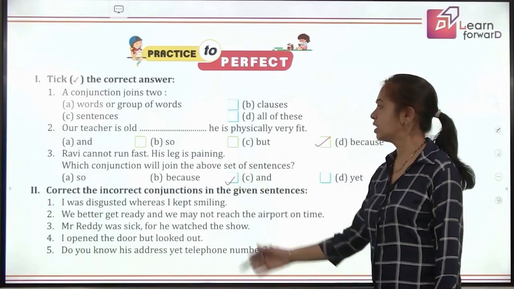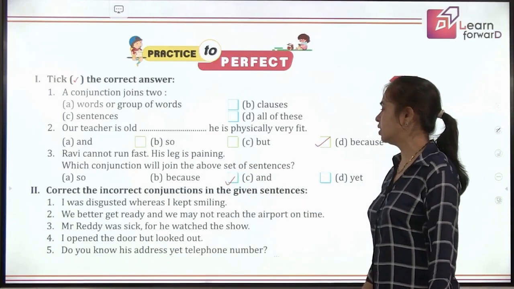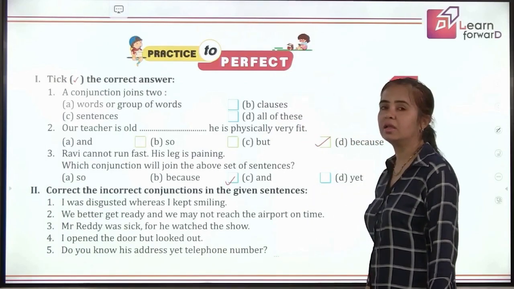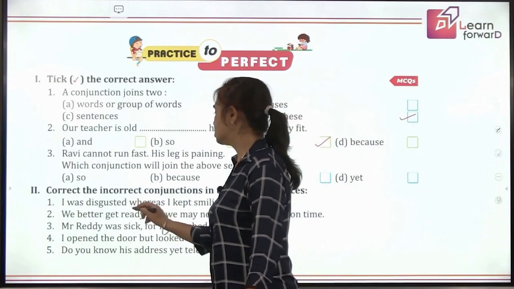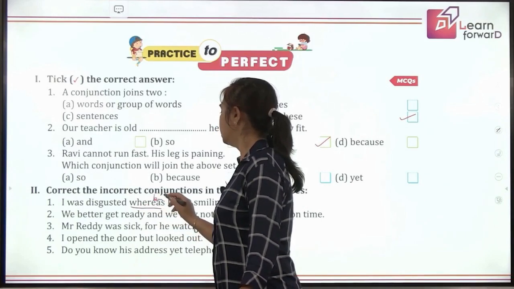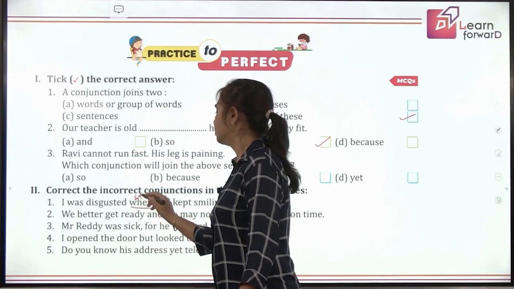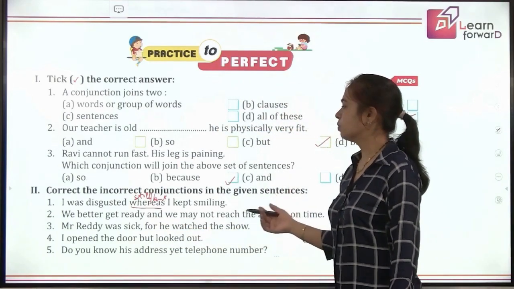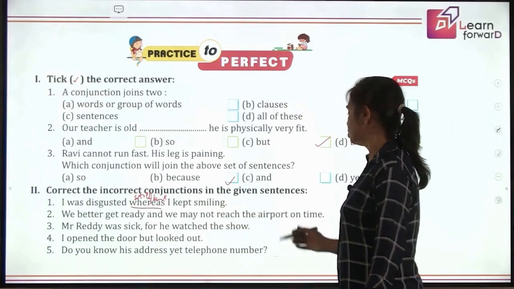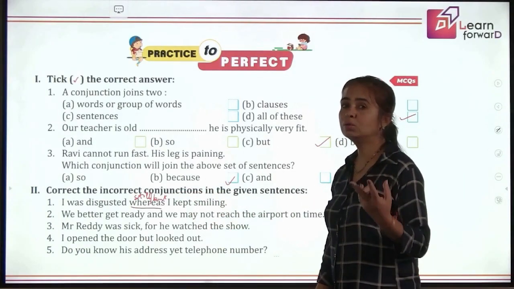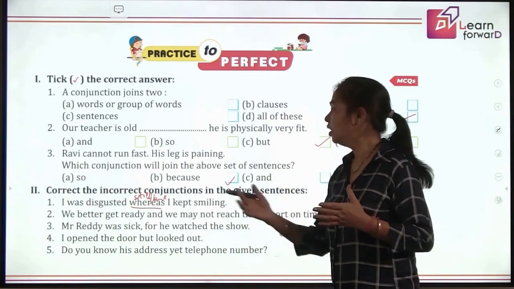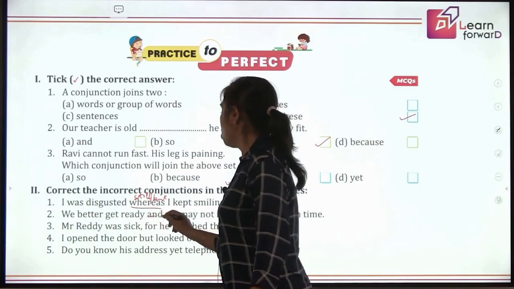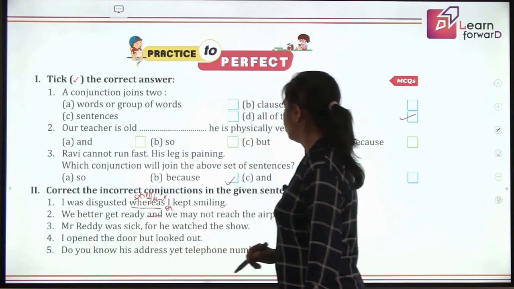Now in the next exercise, you have to correct the incorrect conjunctions in the given sentences. Let's see. I was disgusted, whereas I kept smiling. Not whereas. I was disgusted, but it can be still. It was really disgusting, but still I kept smiling. We better get ready and we may not reach the airport on time. Oh, how can both things happen? If you get ready faster, you will reach. So, we better get ready or we may not reach the airport on time.